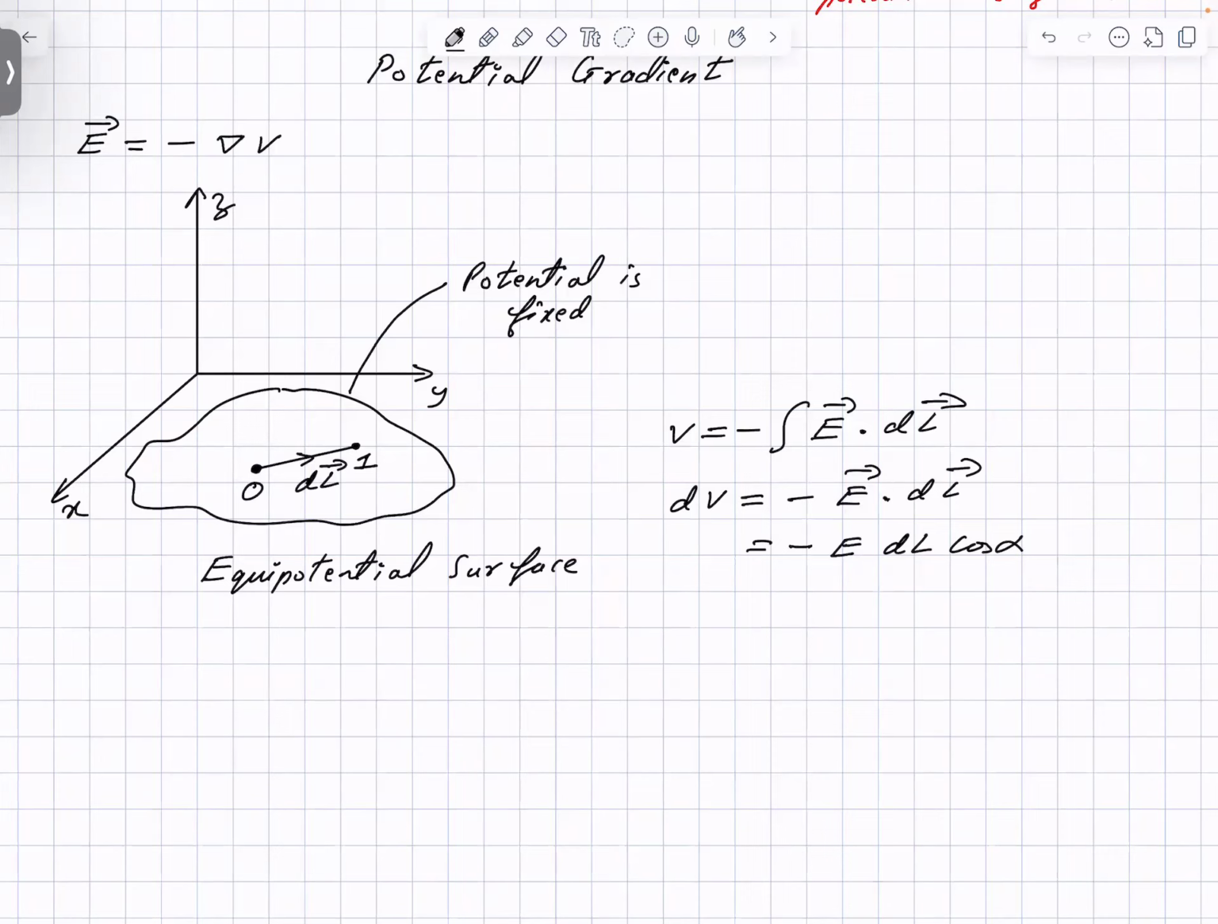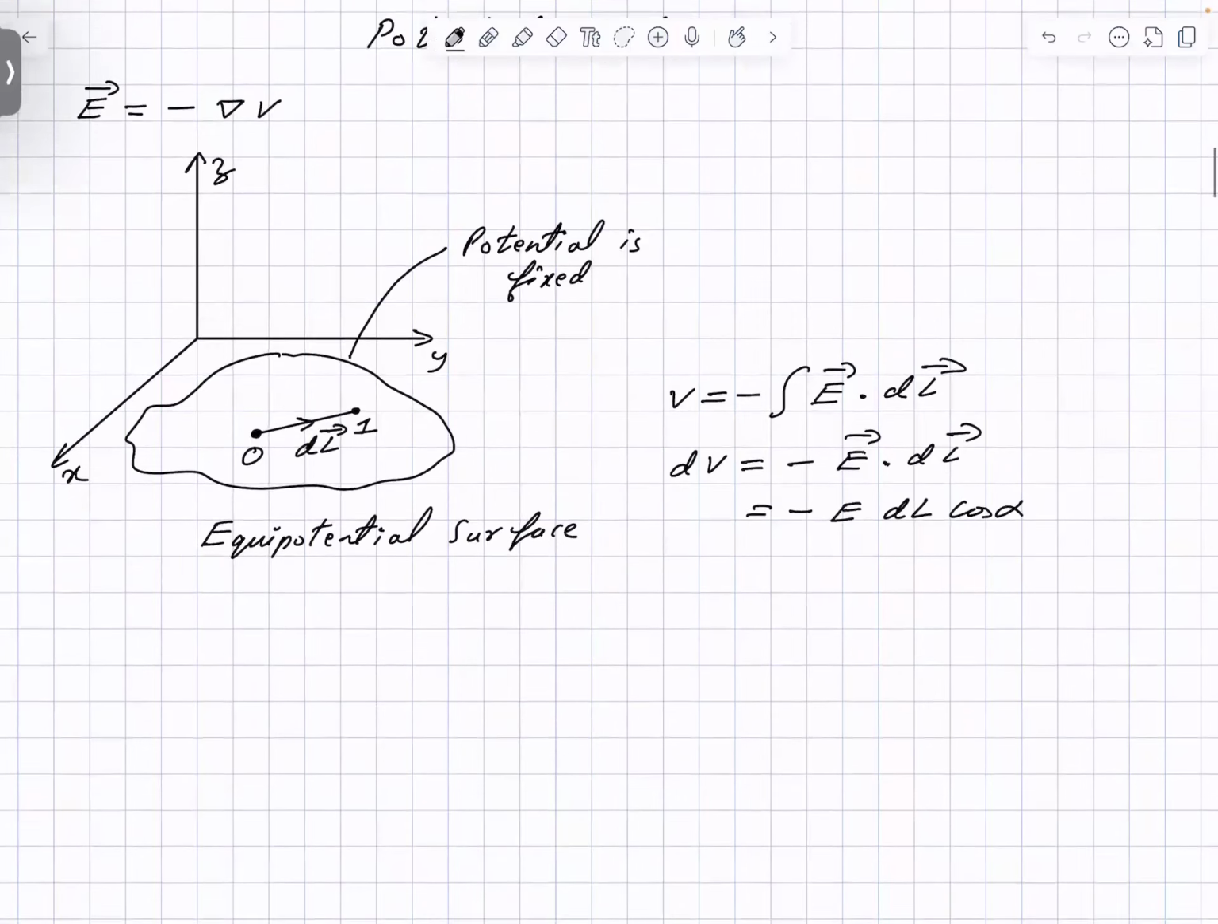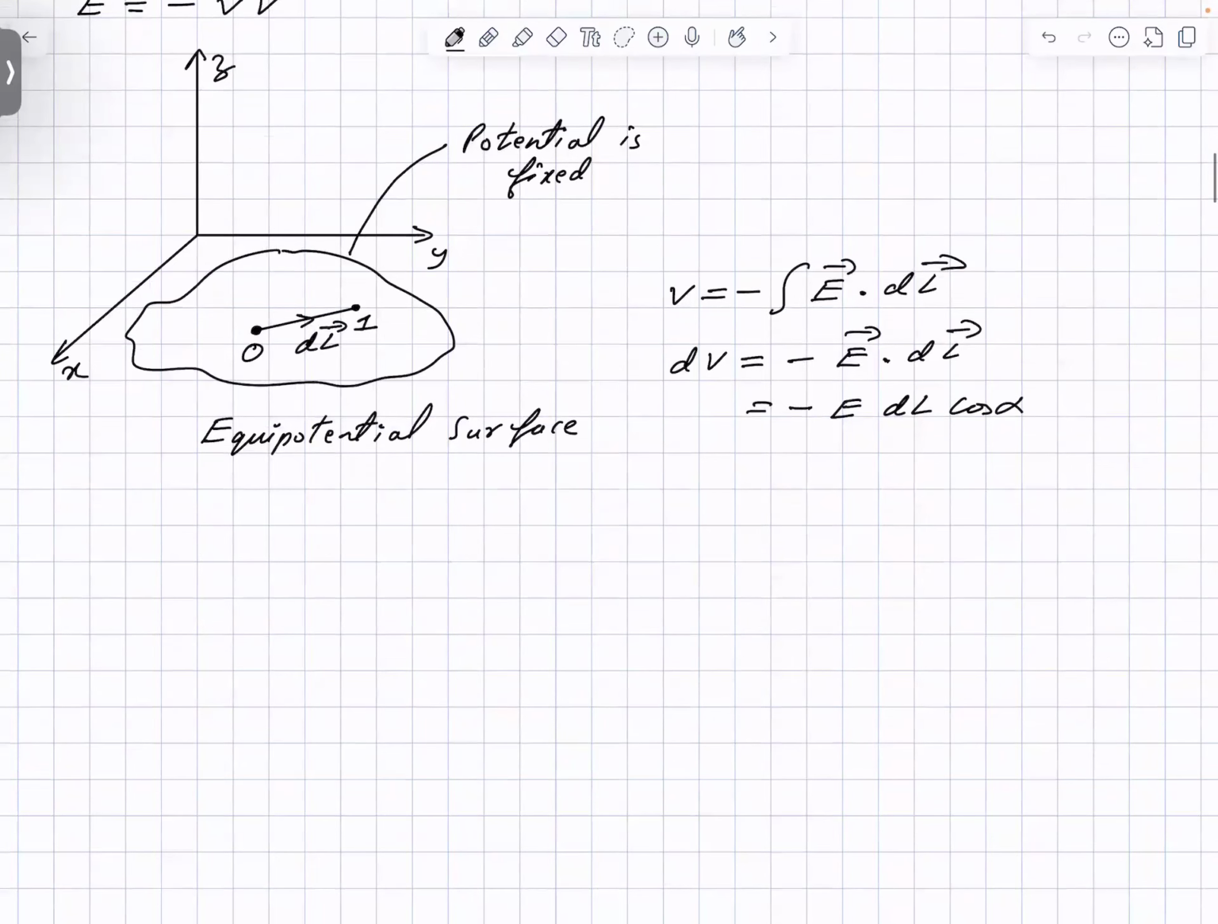So when we are moving from point 0 to point 1 on this equipotential surface, the potential does not change. The potential difference is 0. So moving a charge from point 0 to point 1 would not require any energy, because the potential difference between point 0 and point 1 is 0. So we can say dV equals 0.